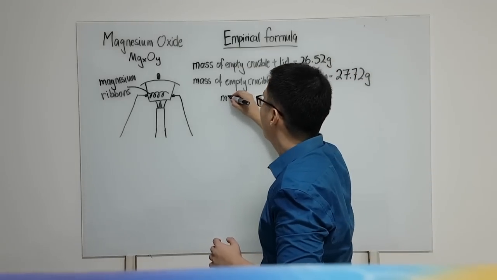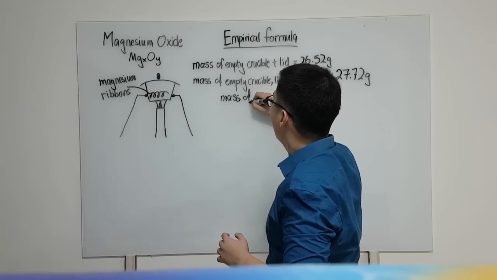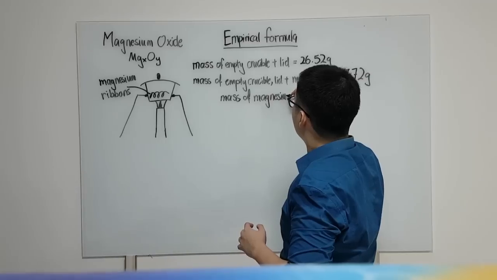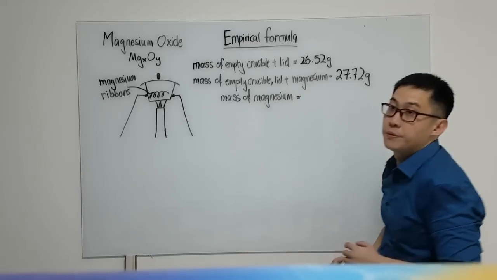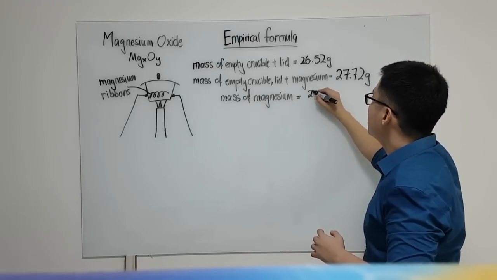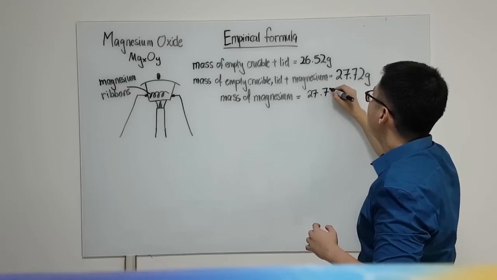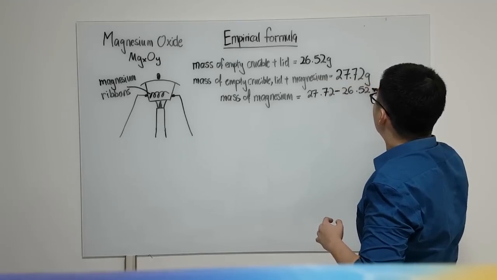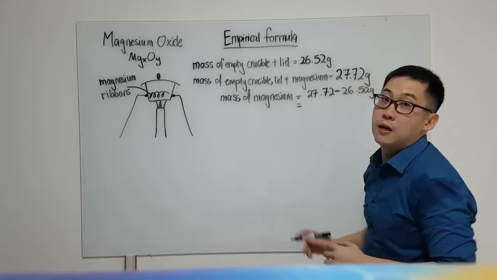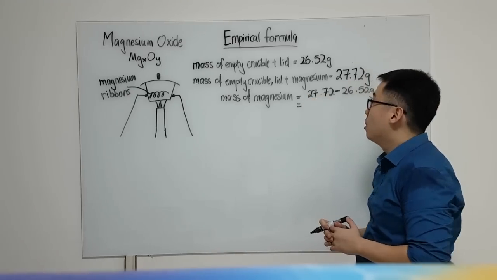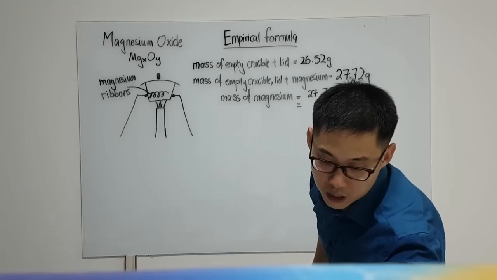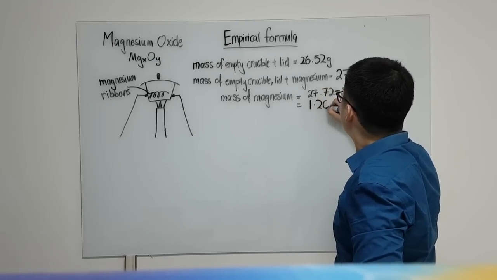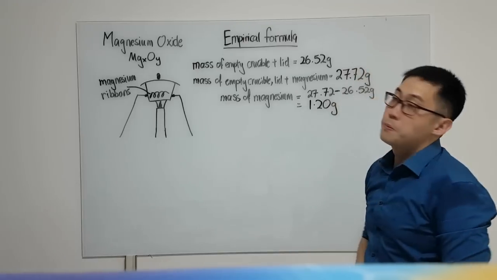Now, when this happens, based on this alone, you will be able to tell me that the mass of my magnesium is actually 27.72 minus 26.52 grams. And that, students, will allow me, if you press your calculator, to find out that the mass of magnesium is actually 1.2 grams.